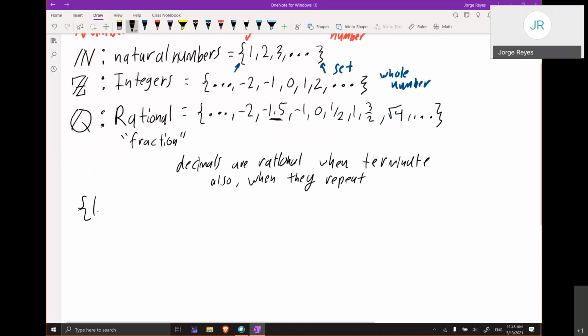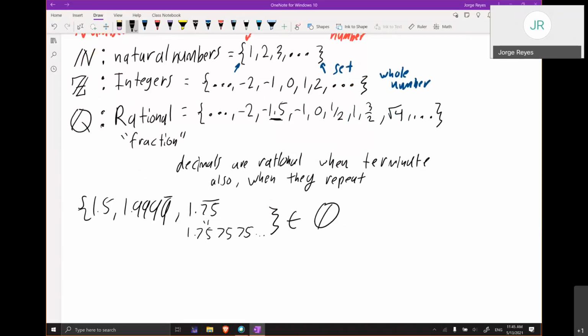So like 1.5, 1.9999 forever, or 1.75 repeating forever. The bar kind of means 75, 75, 75 forever. All of these things are rational. And I'm going to introduce this symbol, this weird curvy E thing. This is the symbol that means in or belongs to. So that's that math symbol.